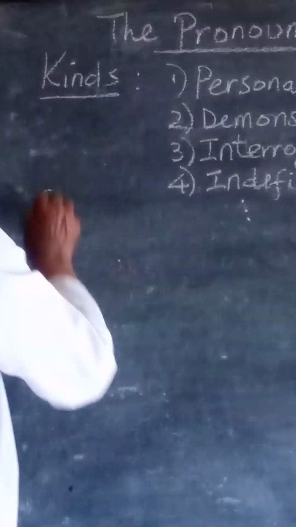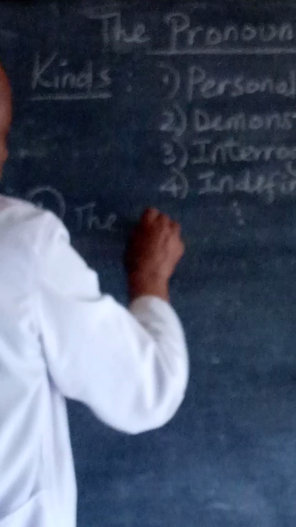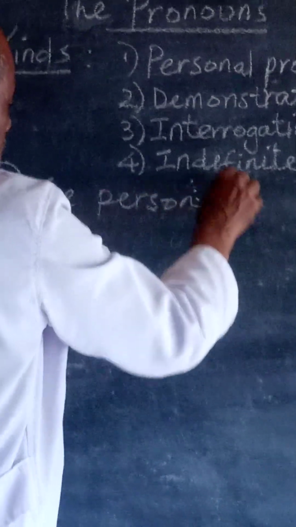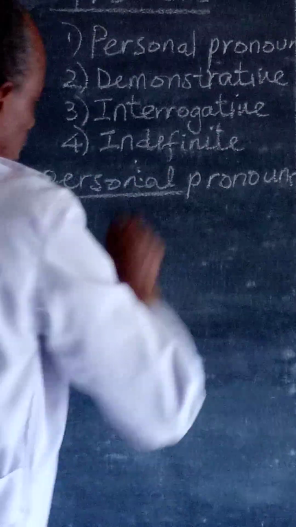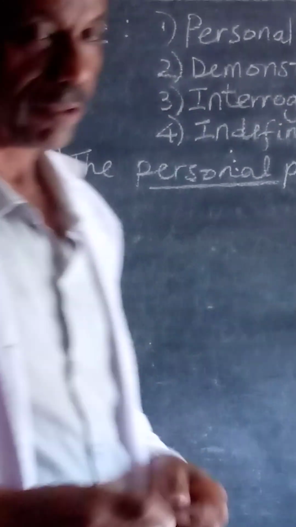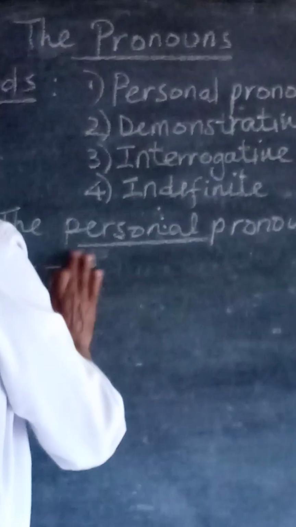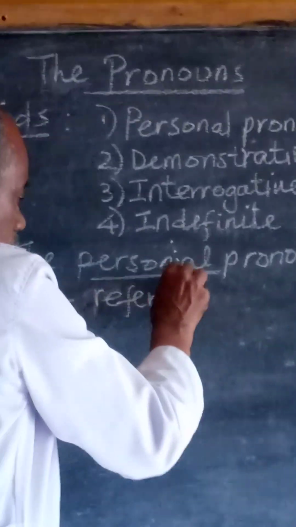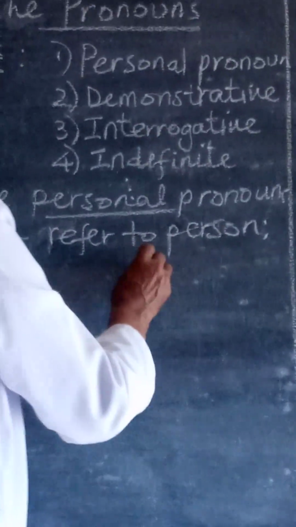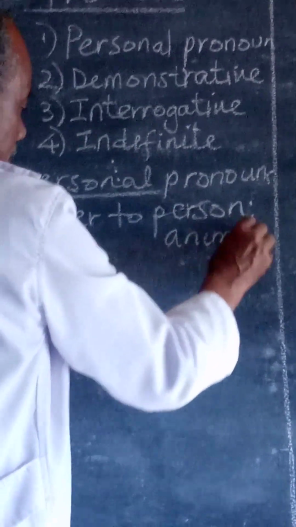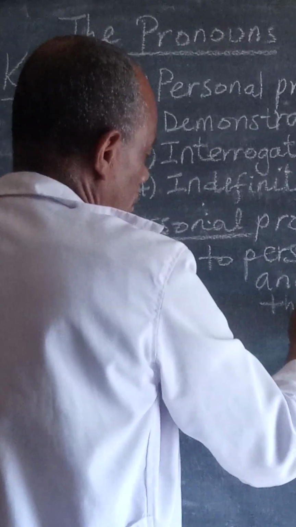The first one is the personal pronoun. Our discussion will be on this. We are going to discuss what the personal pronouns are. Personal pronouns refer to persons. They can also refer to animals. They can also refer to things. We'll see then.